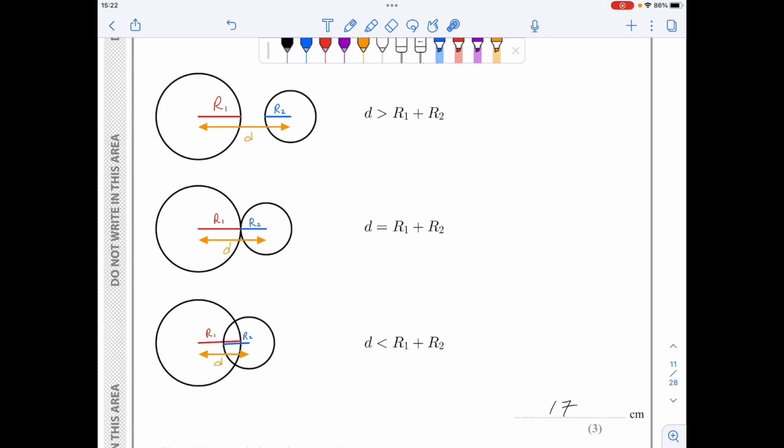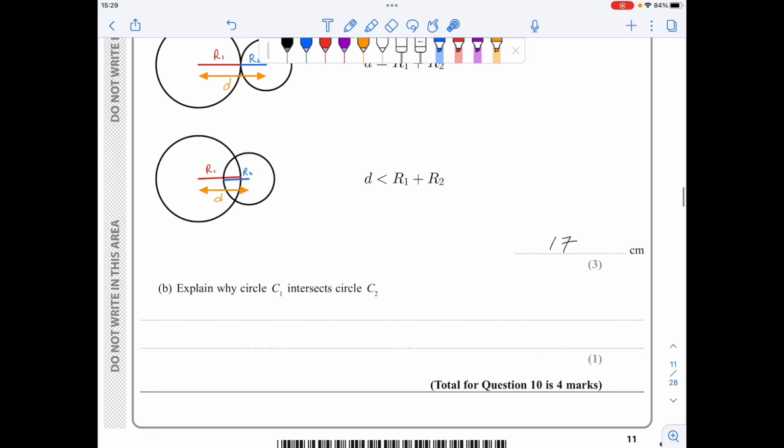Basically, I'm going to compare the 17 I found above, which is the distance between the two centers, with the sum of the two radii, which is 13 plus 6, 19. And in our case, 17 is less than 13 plus 6. So we fall in the last category, which means that circle C1 intersects with circle C2.